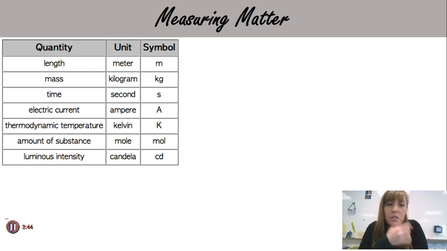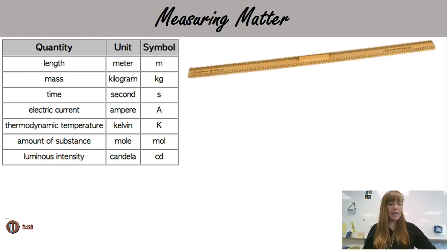All right, so this is just a chart of a few of the common symbols. It is missing liters for volume, but besides that, they all are there. And this is a meter stick, which I have here, which we're going to talk about a little bit.